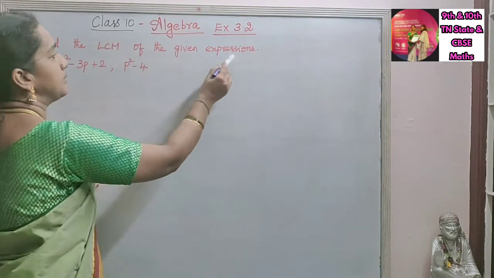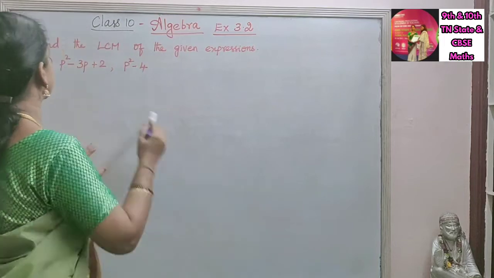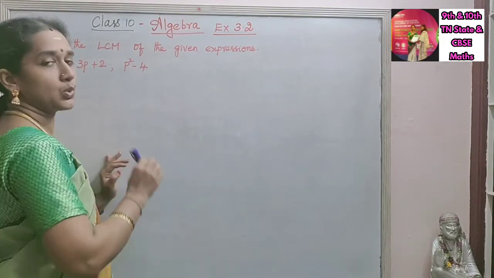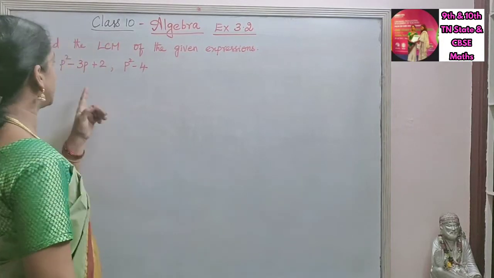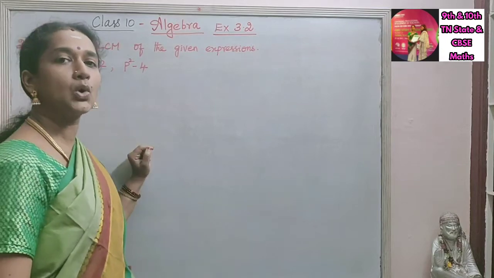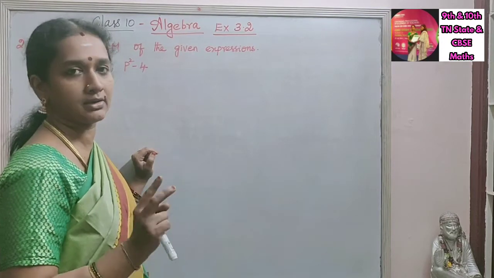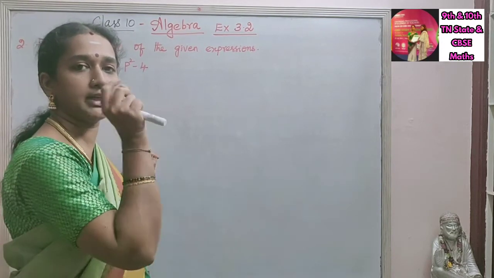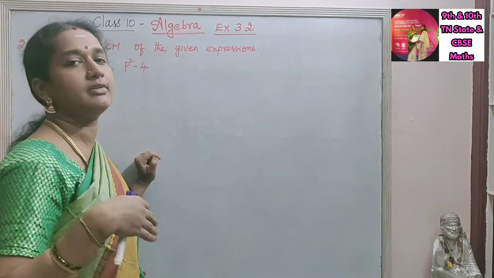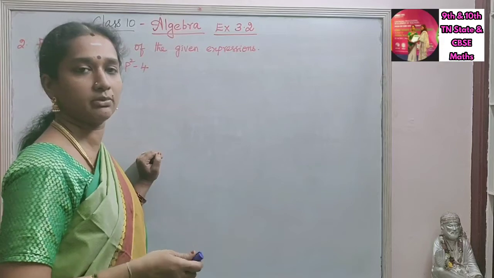Find the LCM of the given expressions: p squared minus 3p plus 2 and p squared minus 4. On seeing the question itself, we can understand that these are quadratic expressions, so we will get two factors for each. First, we will find the factors of whatever is given. Then only can we find the LCM or GCD.